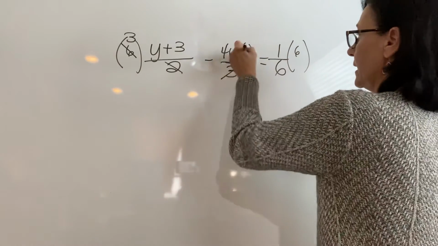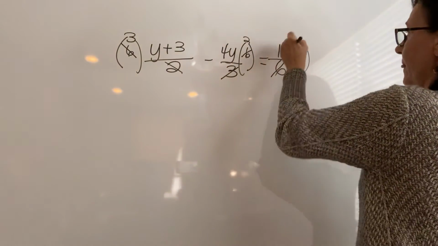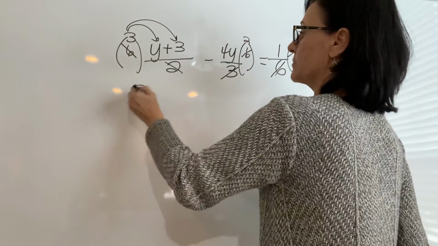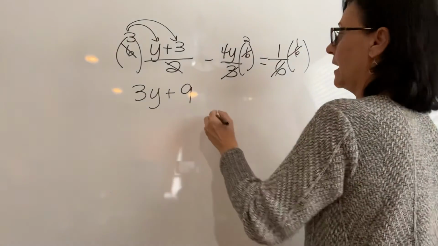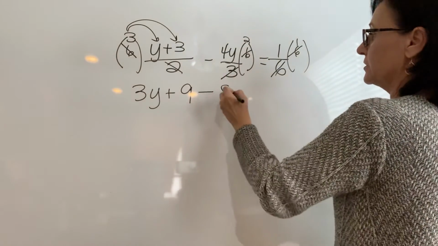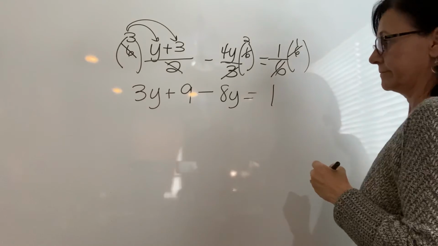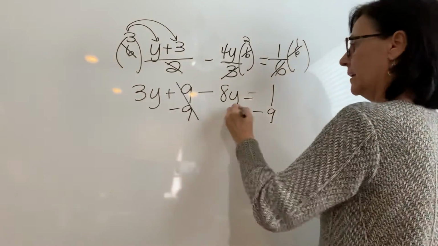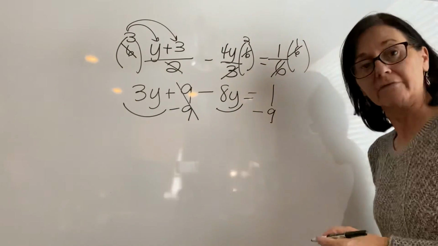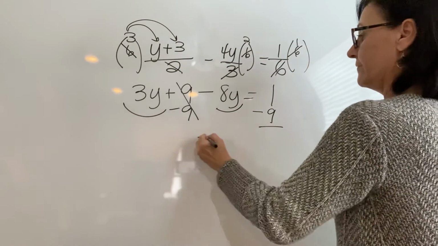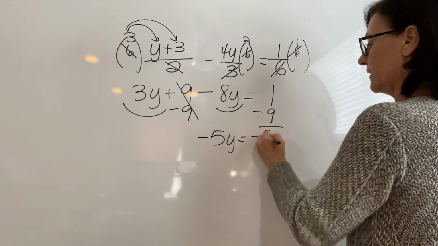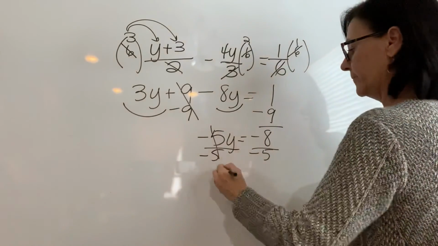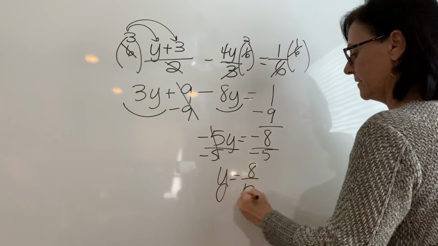3 goes into 3, 1, into 6 twice. That becomes 1, that becomes 1. I have to distribute this 3. So it's 3 times y plus 3 times 3, which is 9, minus 4y times 2 equals 1. I'll subtract 9 to move my constants to the right. Combine my 3y with my negative 8y. So I have negative 5y equals negative 8. I divide both sides by negative 5. The value of y is 8/5.